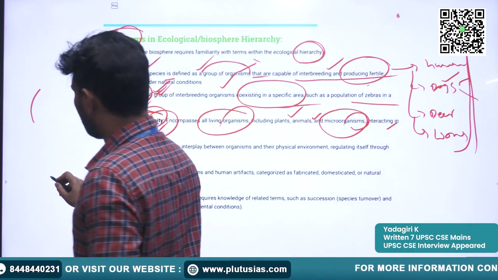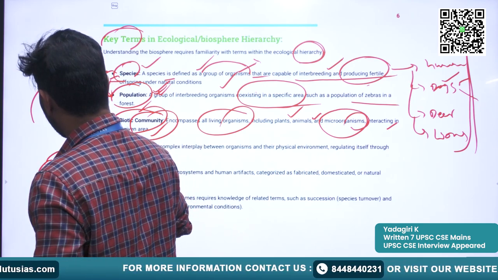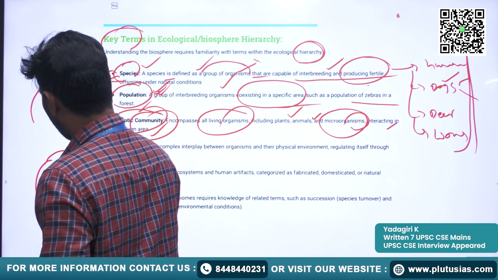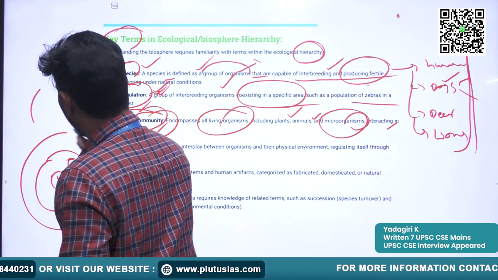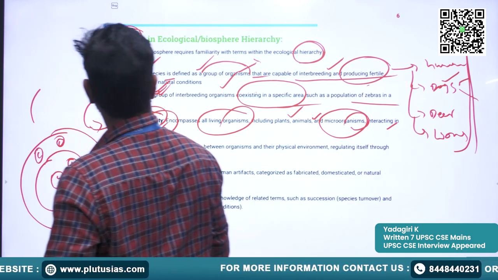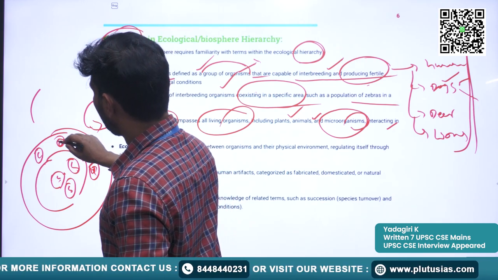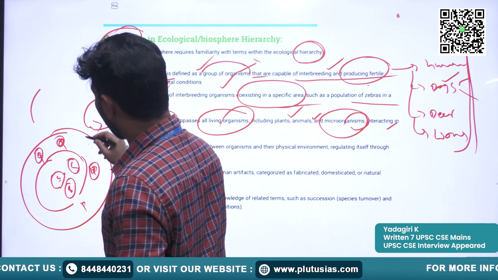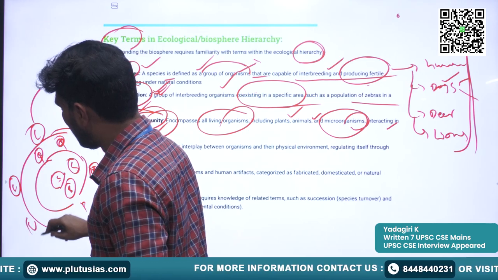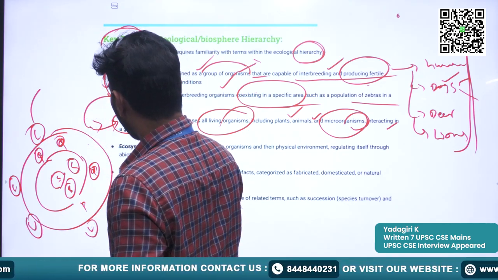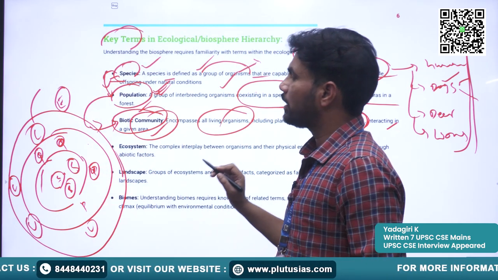So if this is the species, this is another species. This becomes the population. So whenever different populations are living together, this becomes the community. When different communities are living together, that leads to formation of ecosystem. So this becomes the ecosystem. So try to remember this hierarchy also.